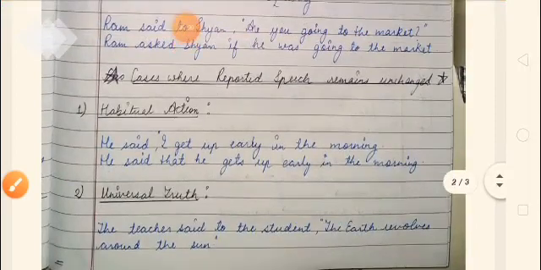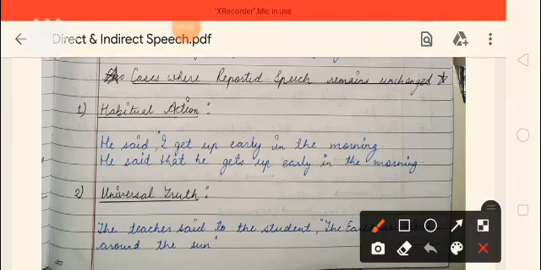Now some of the cases where reported speech remains unchanged. Some cases where there will be no change in our reported speech. So what is the first point? Habitual action. If the reported speech conveys some habitual action of someone, then that reported speech remains unchanged. For example, he said, I get up early in the morning. So when we convert into indirect speech, we'll use he said, then as it is a normal assertive sentence, in place of comma and inverted comma we will use that.